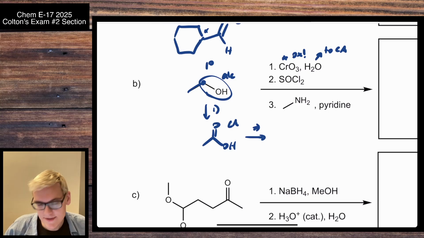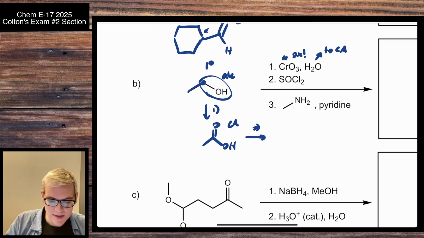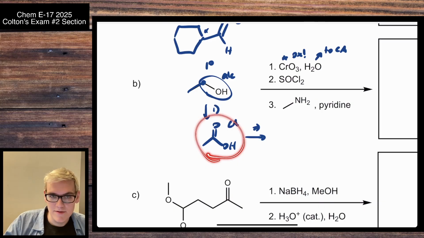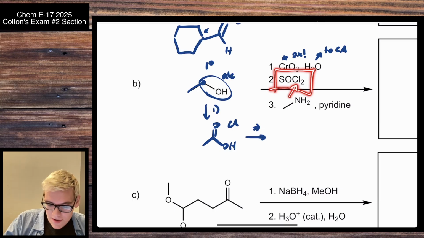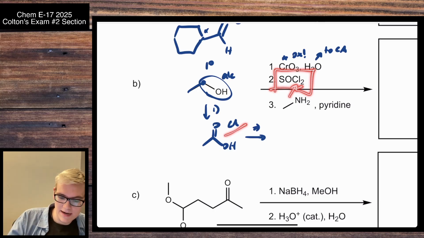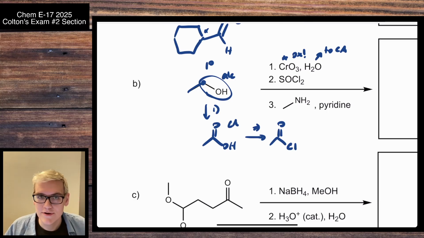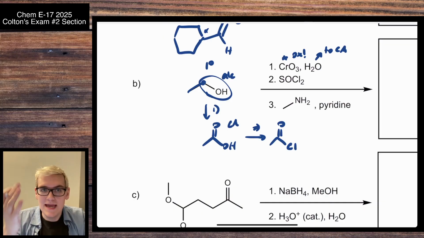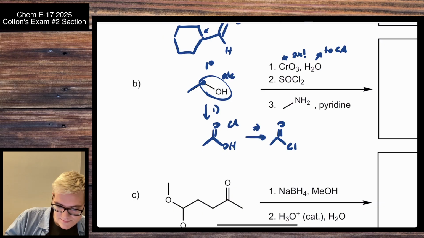Step 2 is SOCl2, thionyl chloride. So already I'm thinking about the CAD family of reactions, and I'm seeing a reagent here with chloride in it. We know that a carboxylic acid and thionyl chloride turns into our acid chloride functional group. So now we are our most reactive CAD. We are an acid chloride. We could go from here to an ester, to an amide, back to a carboxylic acid. We can go to anything lower in reactivity now.